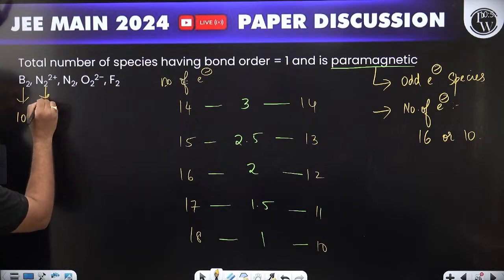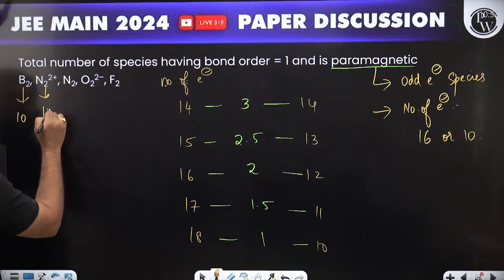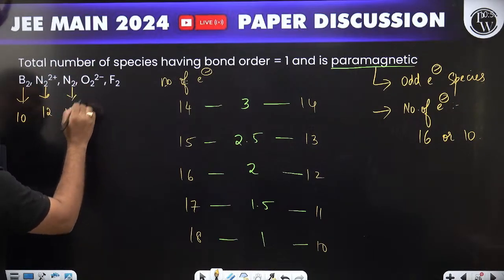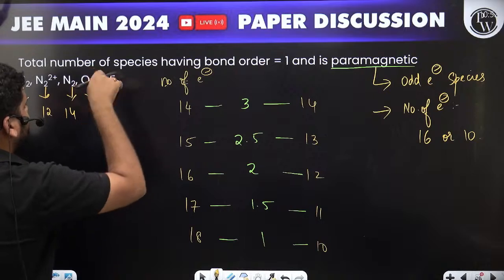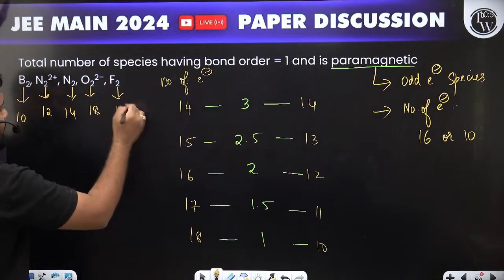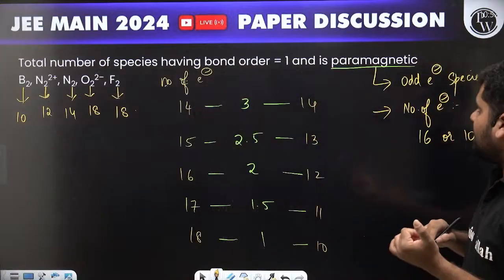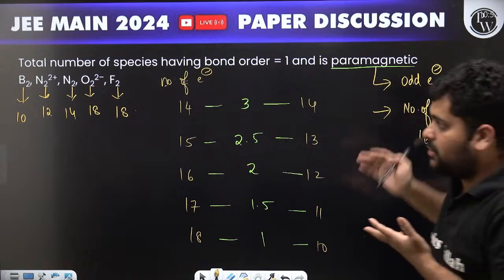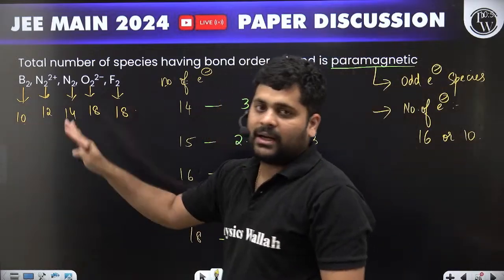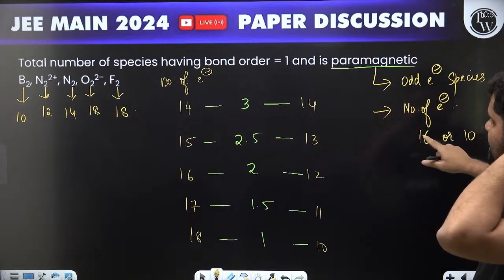10. N2 2 plus. N2 has 14 electrons, 2 plus has 12 electrons. O2 has 16, and plus 2 more electrons it is going to be 18, and fluorine also 18, right? So if you want the substance to be paramagnetic, it should have odd electrons. Does any of these have odd electrons? No. Second thing, the number of electrons should either be 16 or 10.